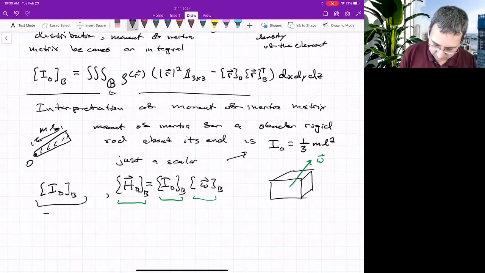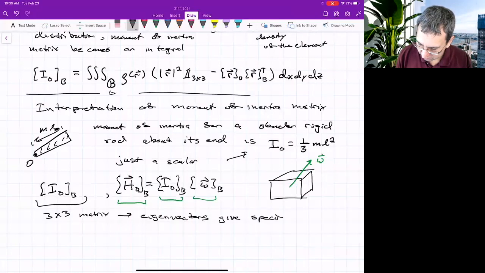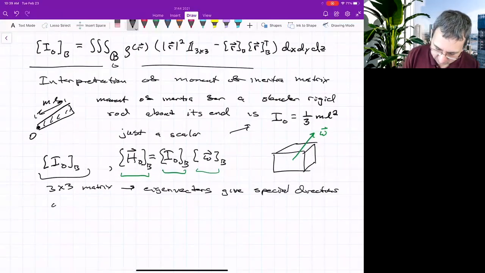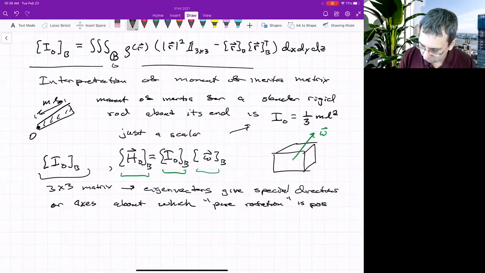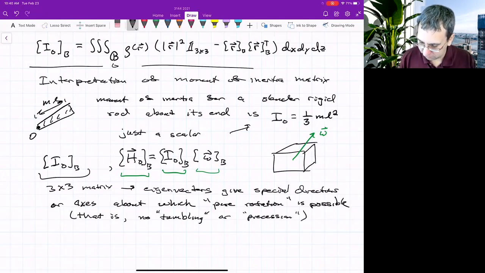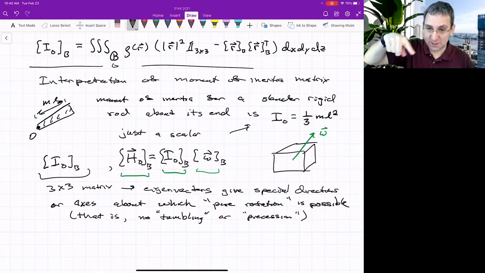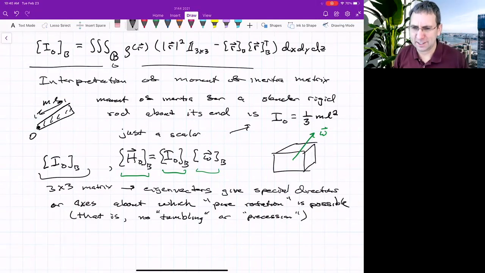So it's a 3 by 3 matrix. The eigenvectors give special directions or axes about which pure rotation is possible. No tumbling, and I'm just using that not as a technical term, no tumbling or precession. They're not all stable either, and that has very important implications for satellites. Right? You don't want something spinning about a direction that's unstable. That means that if it starts spinning about that direction, it'll actually move away, and that's not good.